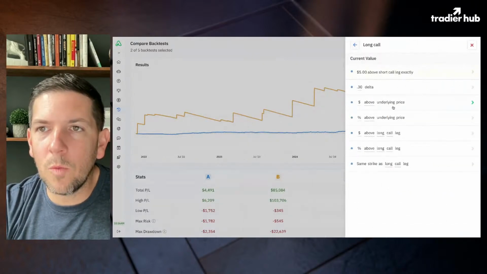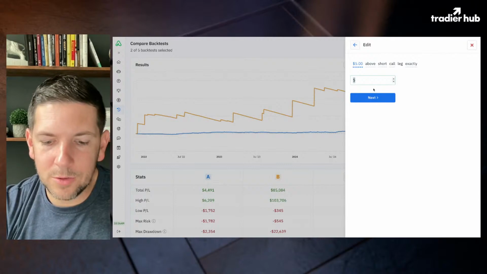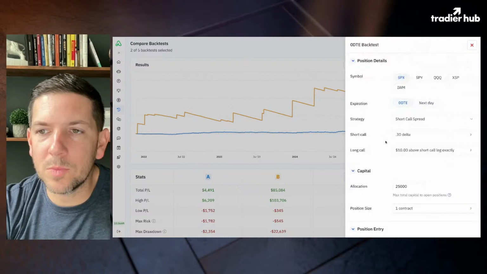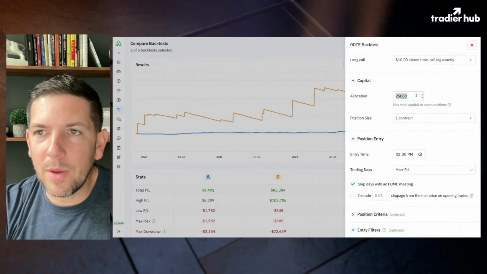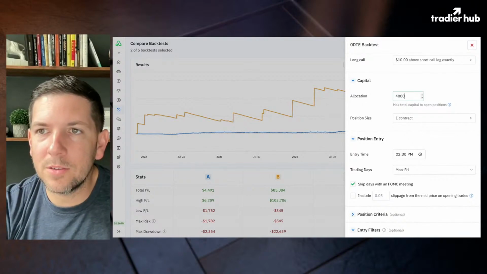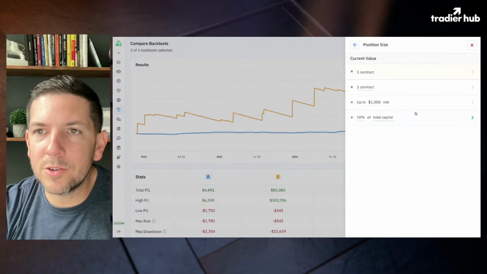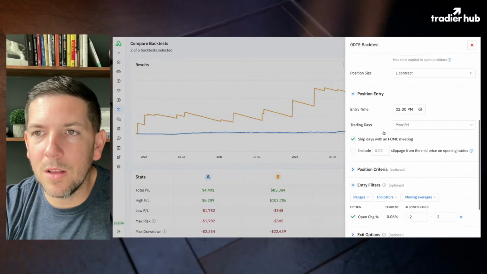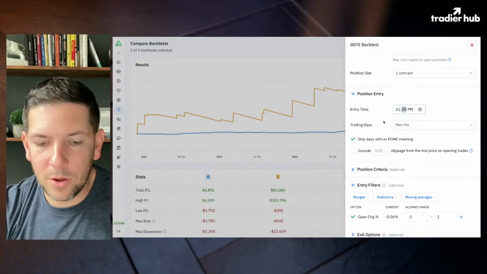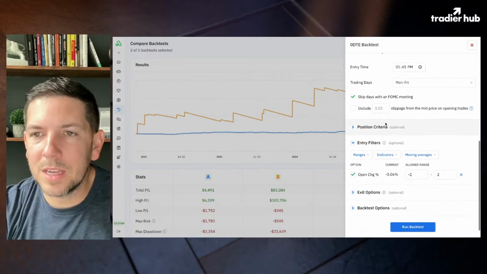And let's do the long wing. We'll do that one $10 above the short call leg exactly. Okay, so we'll do a wide short call spread. We'll start with a small amount of capital, maybe $4,000 here. Only do one contract. So we'll just do one spread here and see if this thing ends up working out well. And we'll do it later in the day. Maybe we'll do it 1:30 in the afternoon, 1:45. Let's just test some different stuff.